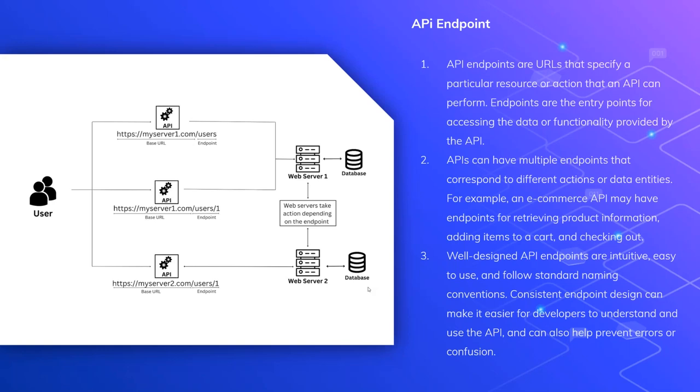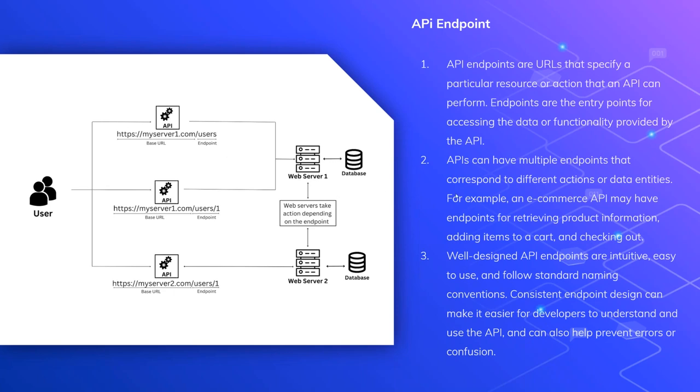Now with the API endpoint. The main aspect in the API architecture, as I told you, is the API endpoint. API endpoints are the URLs that specify a particular resource or action that an API can perform. Endpoints are the entry points for accessing the data. So here, the user can access the users endpoint with the parameter one. The parameter is used to access specific data in the database of the web server. So this is how the endpoint looks. Here, users is the endpoint.